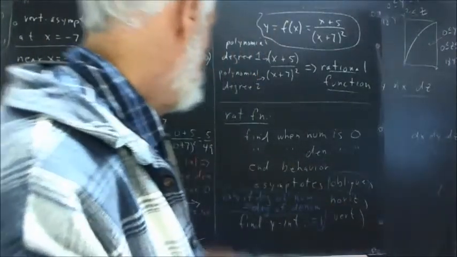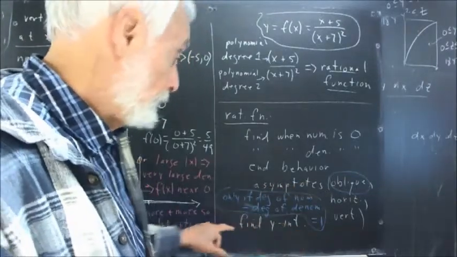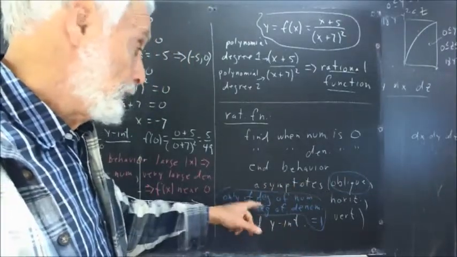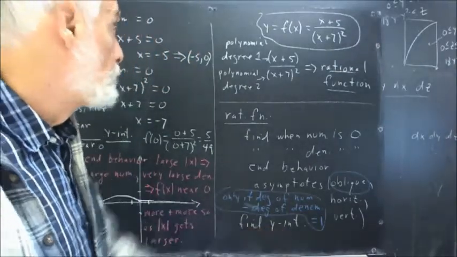Oblique asymptotes occur only if the degree of the numerator is 1 greater than the degree of the denominator. I wrote that as degree of numerator minus degree of denominator equals 1. We also want to find the y-intercept.